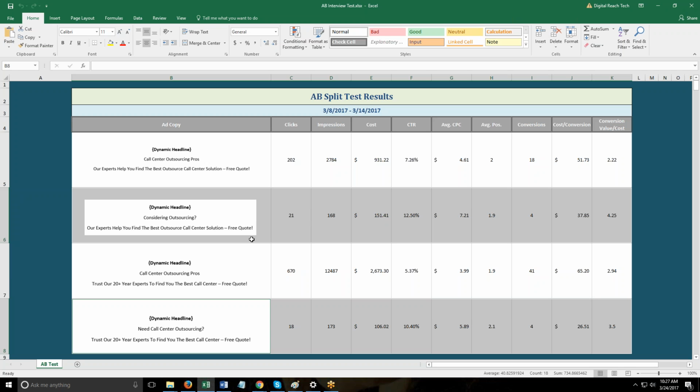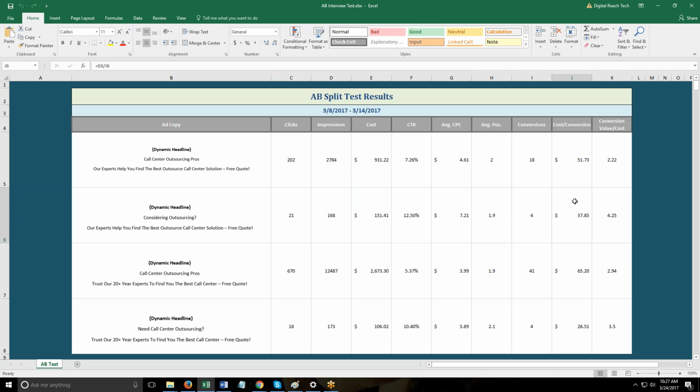Let's jump over to cost per conversion here. You can see that the cost per conversion on these 2 ads is actually a lot better than these other 2 ads. But since we don't have statistically significant data, my recommendation, just looking at the clicks and the cost per conversions, would be that these ads are showing some promise, so we can let them continue to run and see if this data continues over a longer period of time.